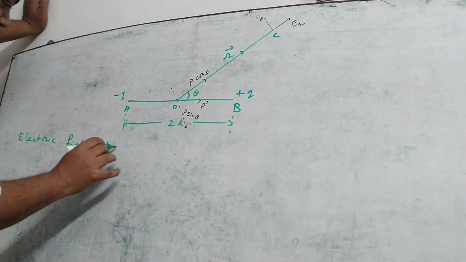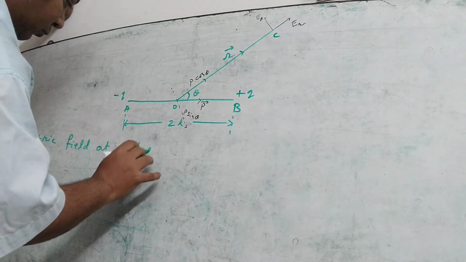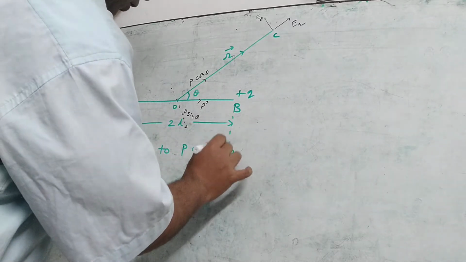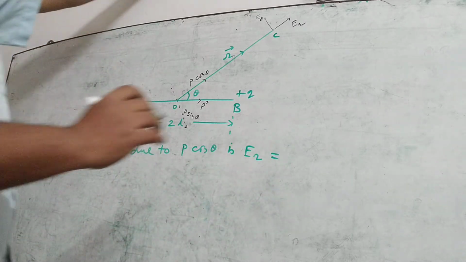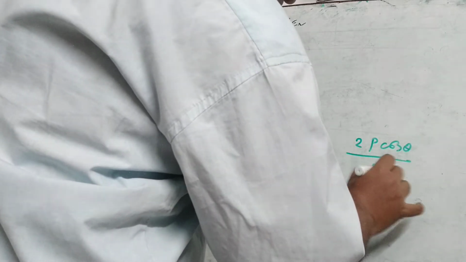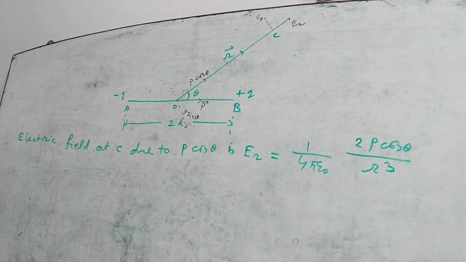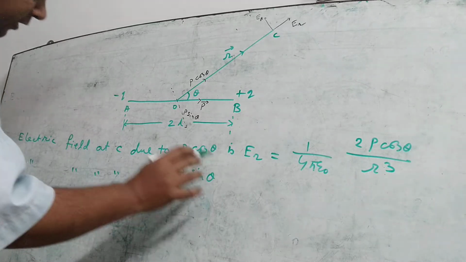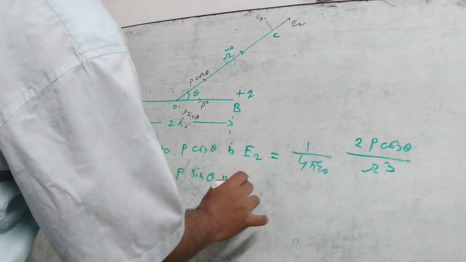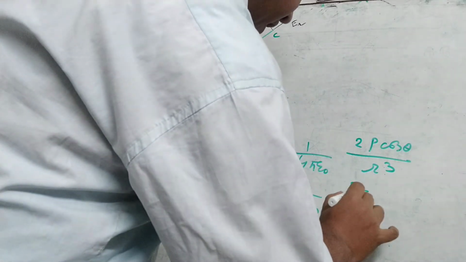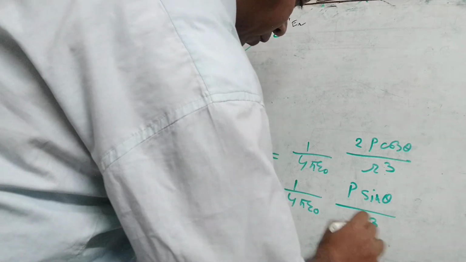Now the electric field at C due to P cos theta is E r is equal to 1 by 4 pi epsilon 0 into 2P cos theta by r cube, and the electric field at C due to P sin theta is E theta is equal to 1 by 4 pi epsilon 0 into P sin theta by r cube.